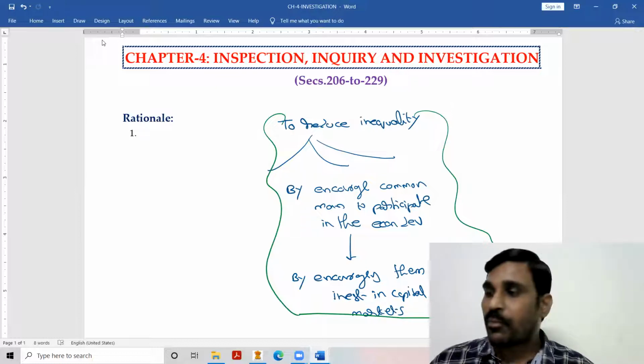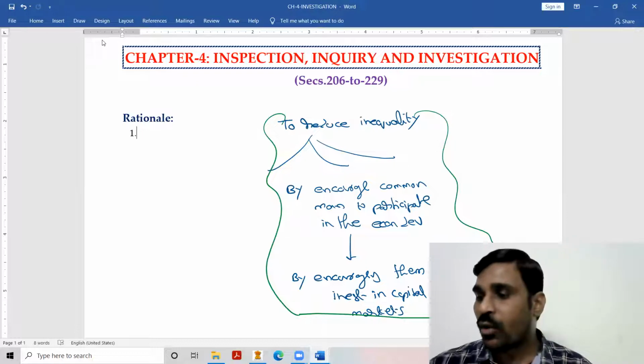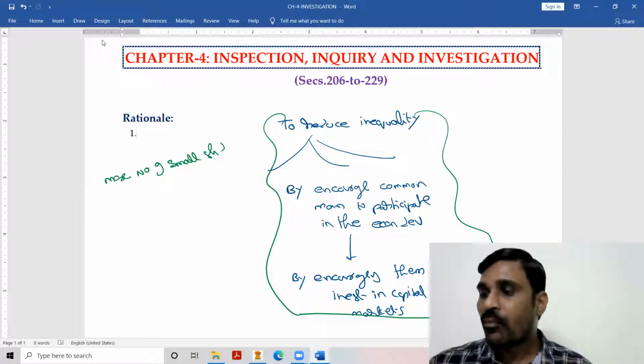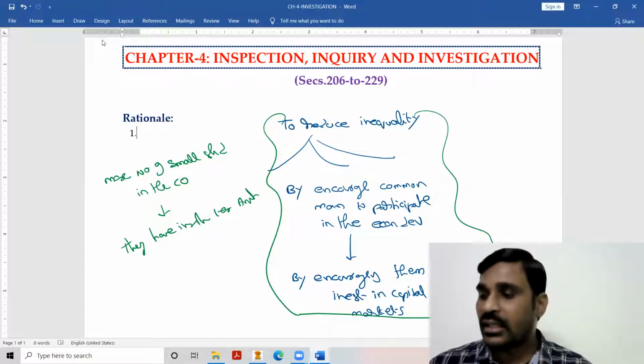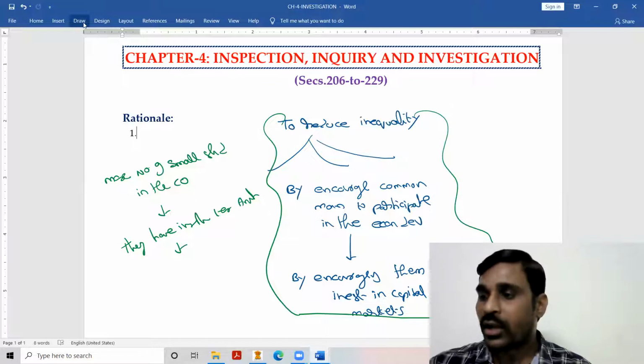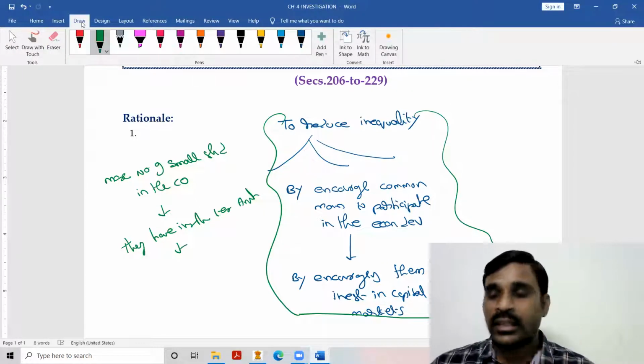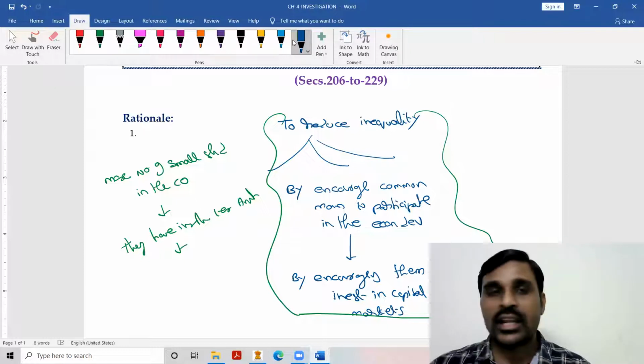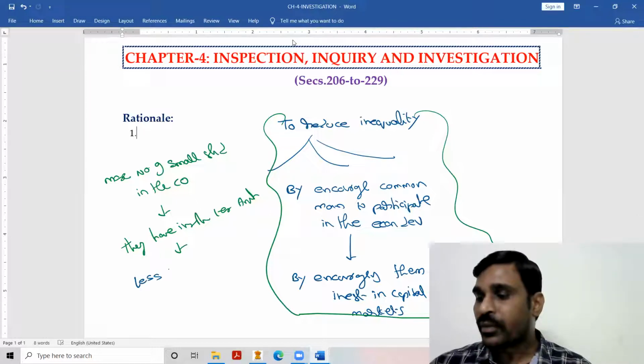The ill effect or the prejudicial effect of this decision is that there are more small shareholders in the company, and they have invested less amount. As they have invested less, they will show less interest in participating in the decision making of the company.